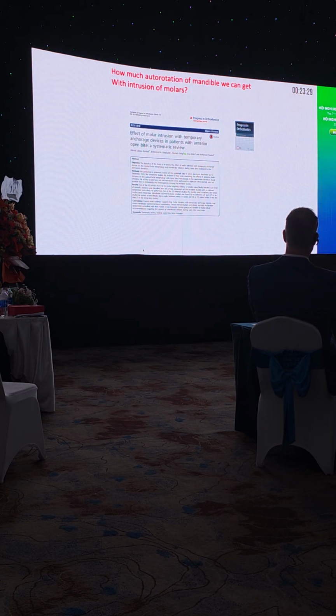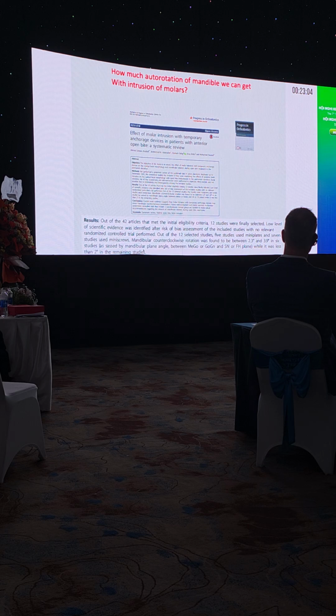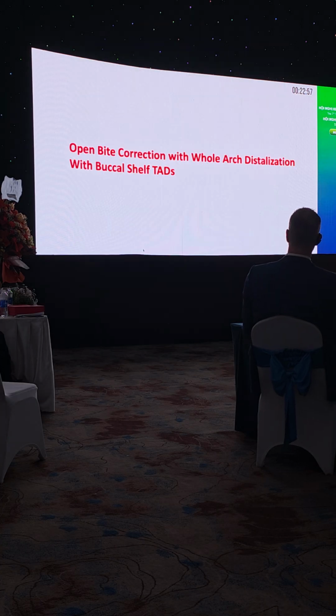So how much auto rotation of the mandible takes place with intrusion of the posterior teeth? Most of the studies are going to tell you it is about 2.5 or 3 degrees. You are not intruding too much, so the auto rotation is not going to be too much. Okay, so if somebody tells you they can auto rotate a lot, just scratch your head. It's not going to happen. So take a look at it. They looked at 42 articles and they talked about 2.3 to 3.9 degrees.